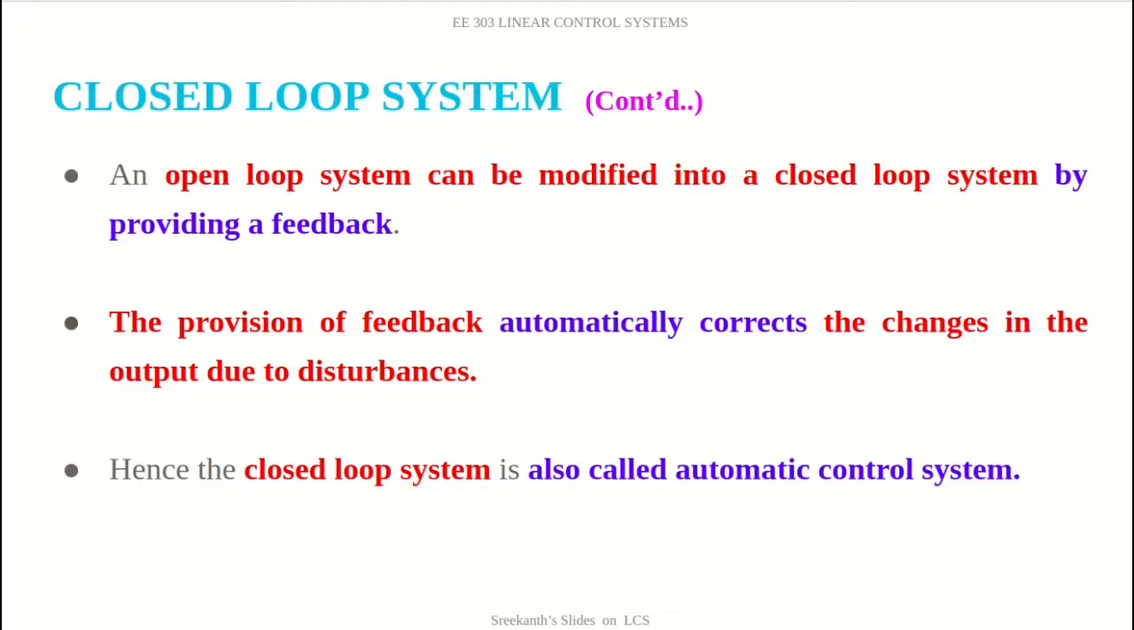When you put in the dress, it will have a cleanliness of, say, about 40%. Now there is a variation from the desired output, and that variation is provided to the system through the feedback so that it automatically corrects. Hence a closed loop system is also known as an automatic control system.